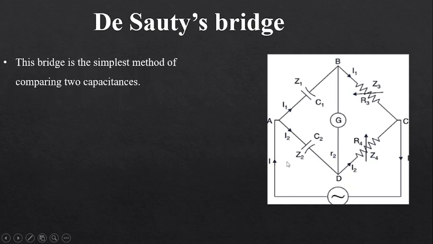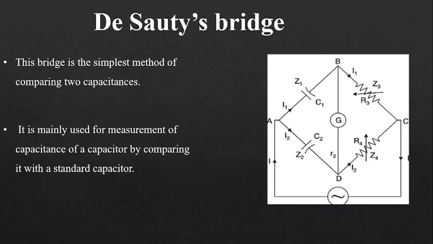So this bridge is the simplest method of comparing two capacitors, and we can say that it is mainly used for measurement of capacitance of a capacitor by comparing it with a standard capacitor. As you can see, C1 will be our unknown capacitor and C2 will be our standard capacitor. We'll look more into it in our next slides.